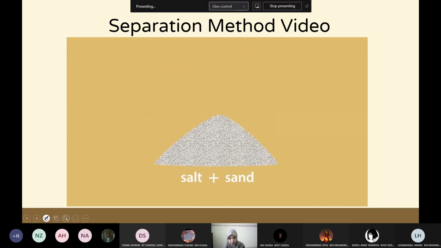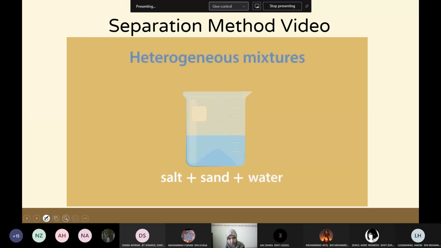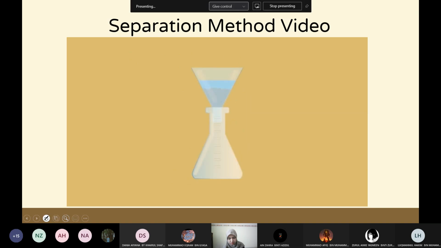The salt and sand mixture can be added to water. Salt will dissolve, but sand cannot. The resulting heterogeneous mixture can be filtered through a funnel lined with filter paper and washed with water to remove as much salt as possible.